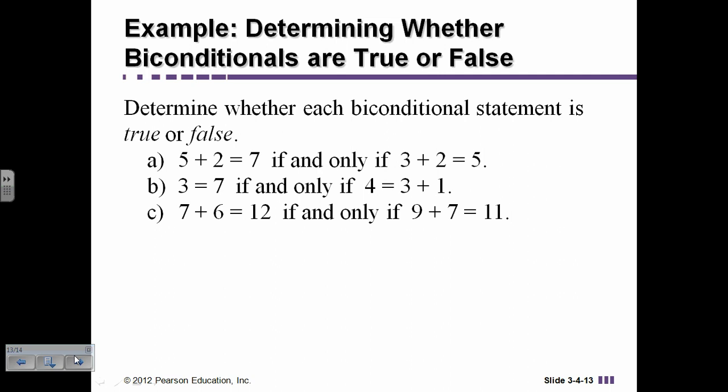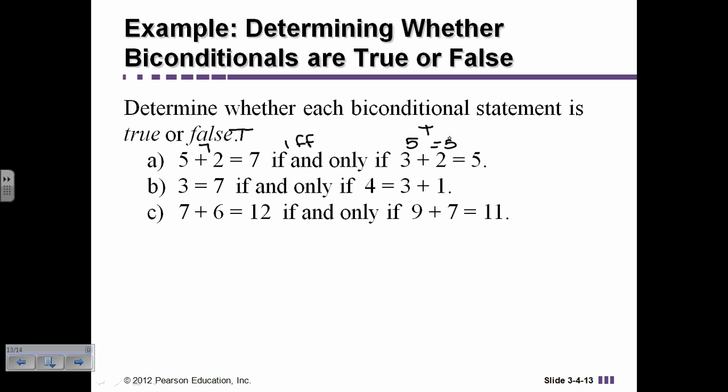So let's look at this example. 5 plus 2. Okay, 5 plus 2 is 7. So 7 equals 7 is a true statement, if and only if 3 plus 2 is 5. So that's a true statement. Since both situations are true, since both cases are true, then our biconditional statement is a true statement.